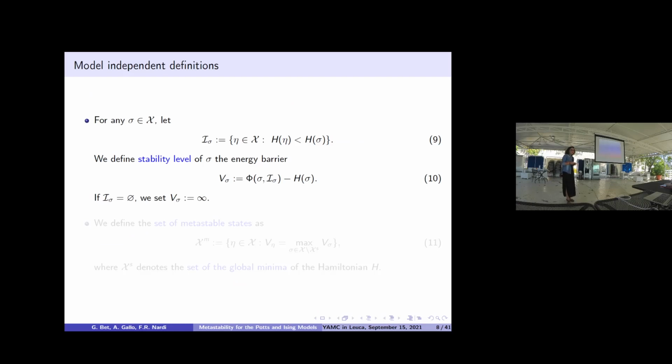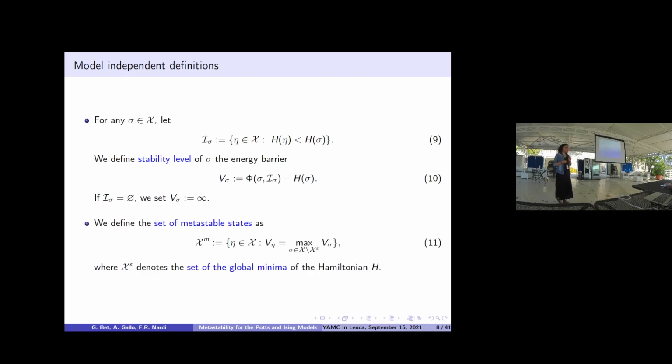For any configuration sigma, we define its stability level, that is, the energy barrier V sigma, defined as the energy difference between sigma and the set of configurations that have energy strictly lower than the energy of sigma, minus the energy of sigma. The definition of the stability level turns out to be crucial in order to introduce the formal definition of metastable state. Indeed, the set of metastable configurations contains those states that have maximum stability level among all the configurations of the energy landscape different from the global minima of the Hamiltonian.